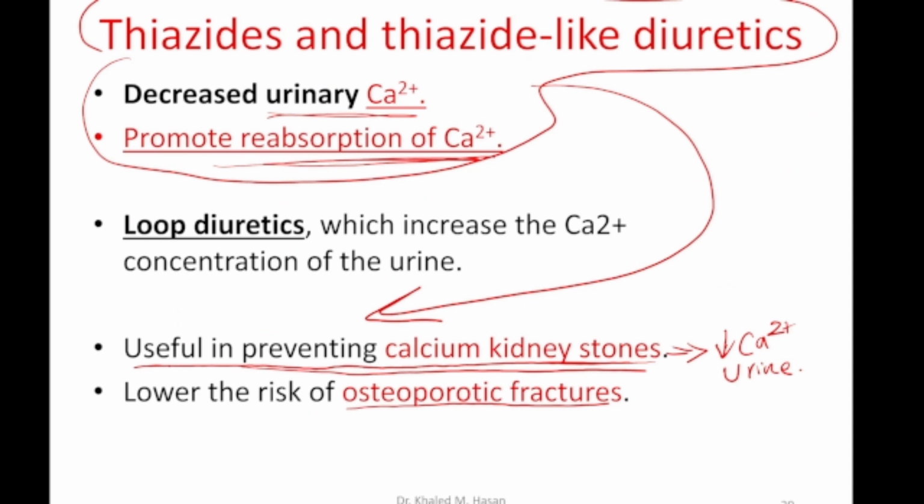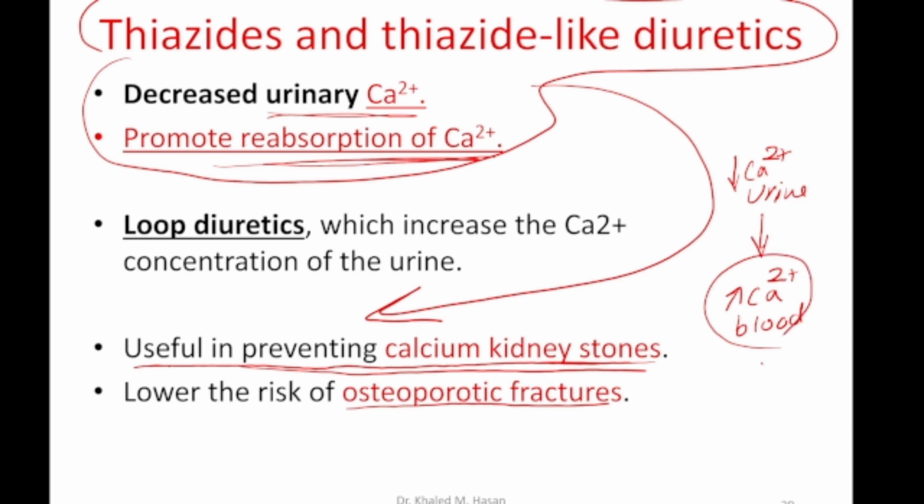Okay, this is number one, use of thiazide. We explained why thiazide is useful in patients with calcium kidney stone. You know that we have decreased level in urine. That's good. We're going to remove this one. Move to the next one. We are already familiar with thiazide increasing the level of calcium in the blood. So we can make it like this. Decrease calcium in the urine. This will lead to increased level of calcium in the blood.